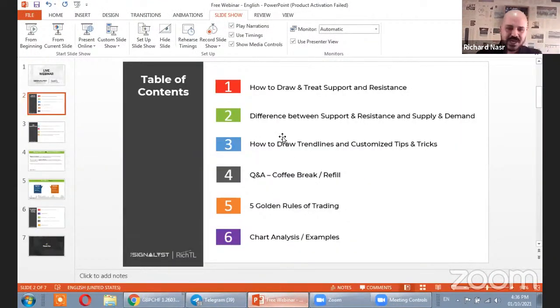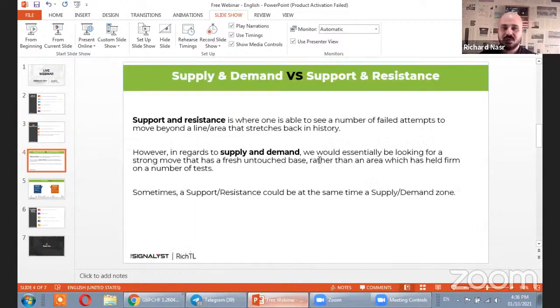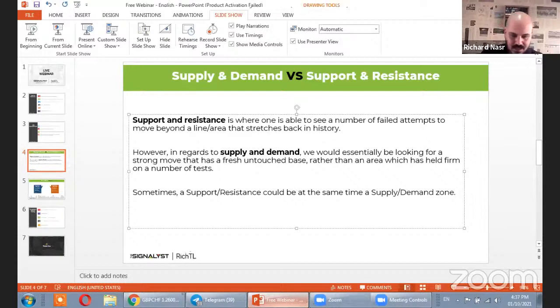Now let's continue and go for supply and demand zones. What's the difference? We know that support and resistance is when we have many failed attempts to break above or below a certain level or area. When you see many failed attempts to break above a certain area, you know that we've got a resistance, or a support and vice versa. However, supply and demand is formed from one fresh, untouched base. Remember that: one fresh, untouched base.